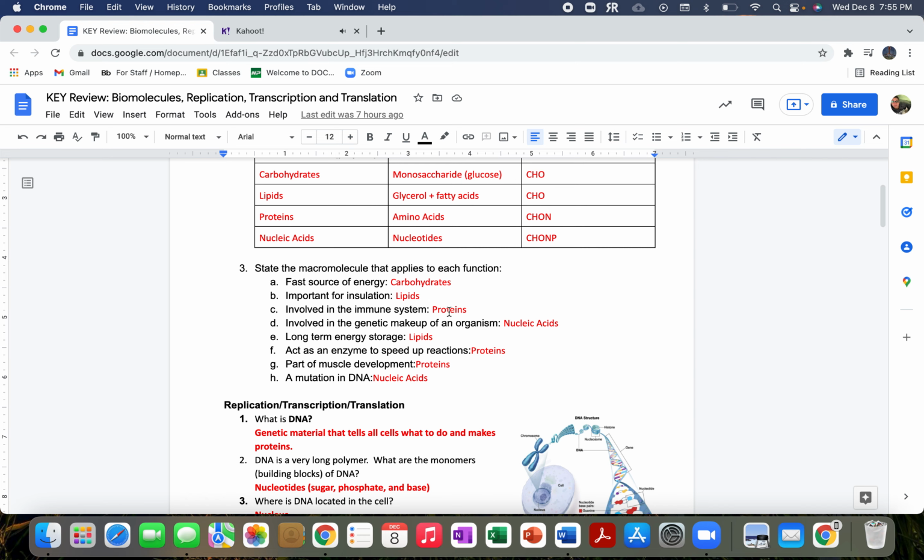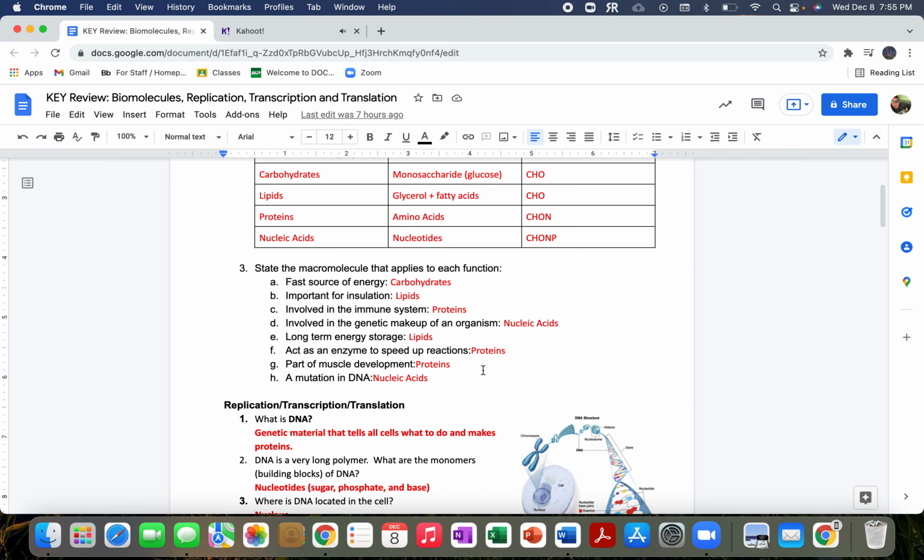Immune system is going to be your proteins. That's going to help you fight off infections. Involved in the genetic makeup, that's your nucleic acids, your DNA, and your RNA. Long-term energy storage is your lipids. If you're going a long time without eating, your body will turn to the lipids first for energy. If it runs out of lipids, then it'll go to the muscles, right, the protein, and then eventually it'll digest your organs.